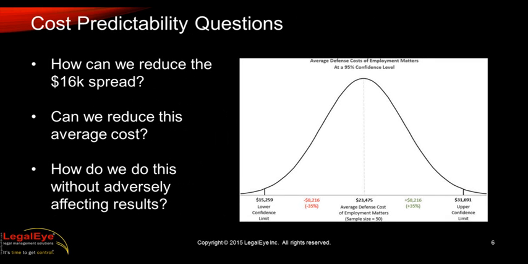These results beg certain questions. First, how can we reduce this $16,000 spread in order to improve cost predictability? For an estimated average of $23,000, this $8,000 or 35% swing in either direction is pretty significant. Can we reduce our average cost? Most importantly, how do we achieve one or both of these objectives without adversely affecting outcomes?